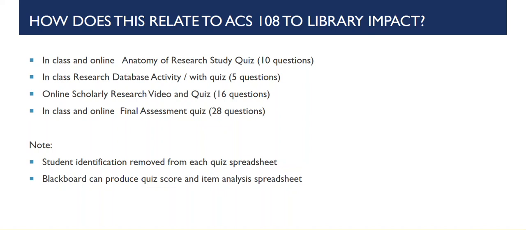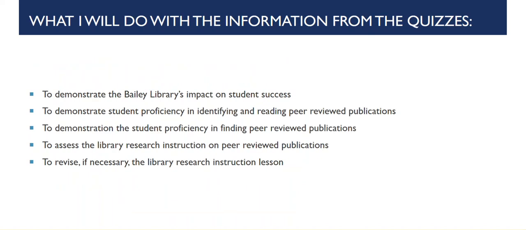I do not want the student identification. It should be removed from any spreadsheet given to me. So once it's downloaded through Blackboard, the column that's going to include any kind of name or identifier is stripped out. And I know that Blackboard can produce the quiz scores, and also I know that Blackboard can give an item analysis spreadsheet. And those are the 2 pieces that will play for the last piece of an assessment and showing some impact on the library.